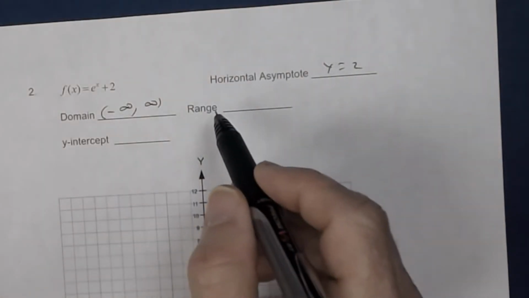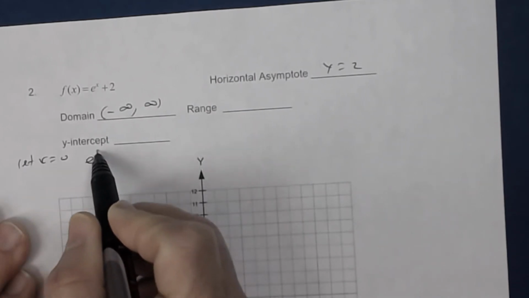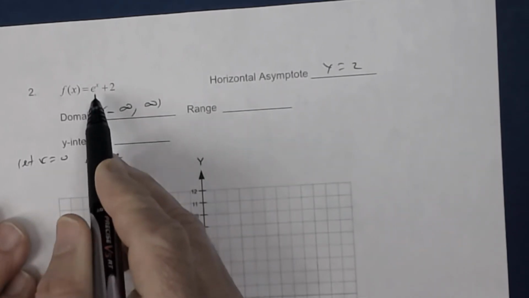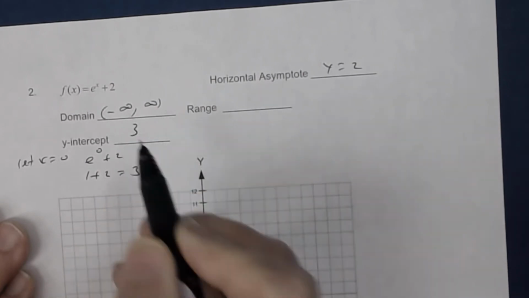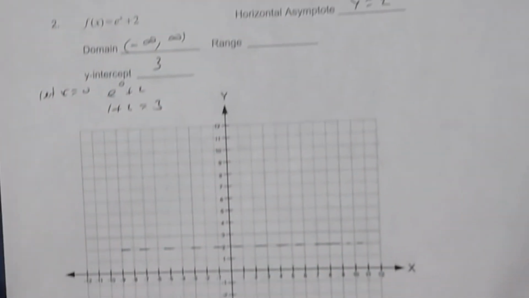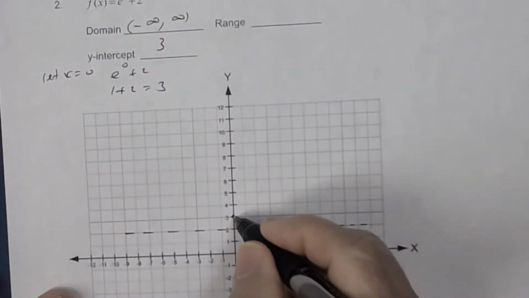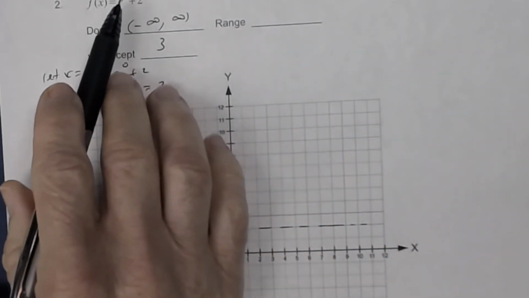All right, now, the y-intercept, you're going to let x be 0. So I get e to the 0 plus 2. E to the 0 is 1. 1 plus 2 is 3. So my y-intercept is 3. So the graph's going to cross the y-axis at 3. And notice that the graph is above. We knew the graph's going to be above the horizontal asymptote because there's no reflection.